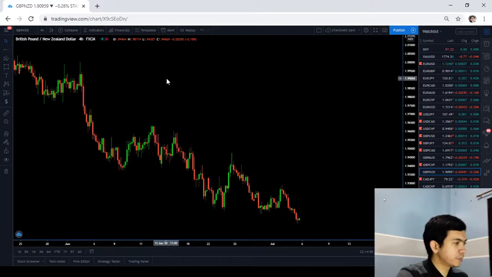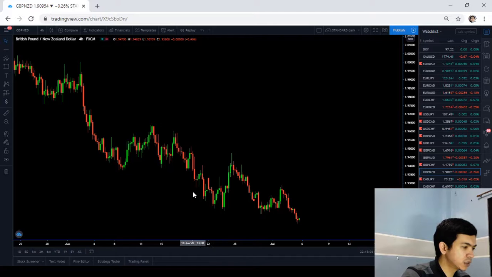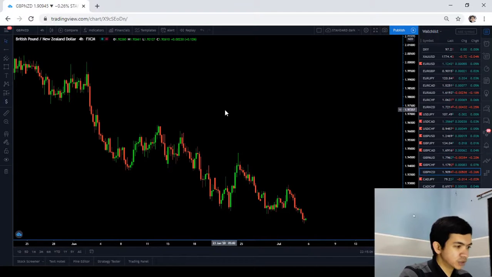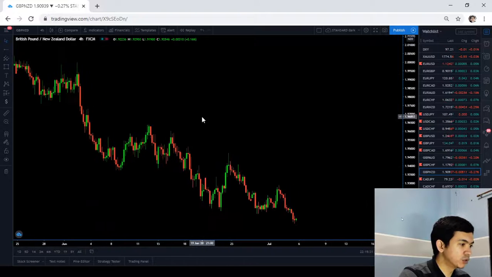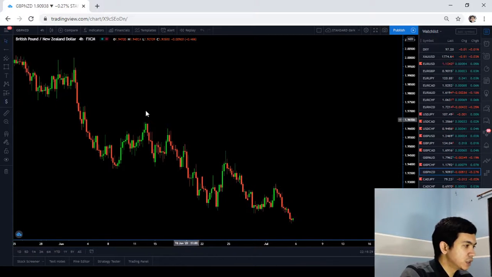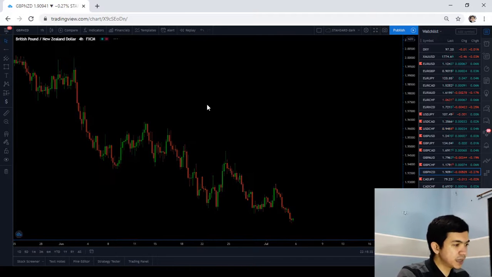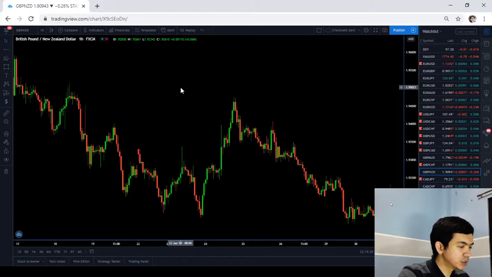So, currently, nandito tayo sa pair called Pound Kiwi or British Pound New Zealand Dollar. Okay? So, using just horizontal key support and resistance levels, we can find multiple opportunities. And I will help you also how to find opportunities and how we can confirm that that level will hold or not. Okay? So, right now we are on the 4-hour. Let's say, just to make it simple, no? I want just to scalp.